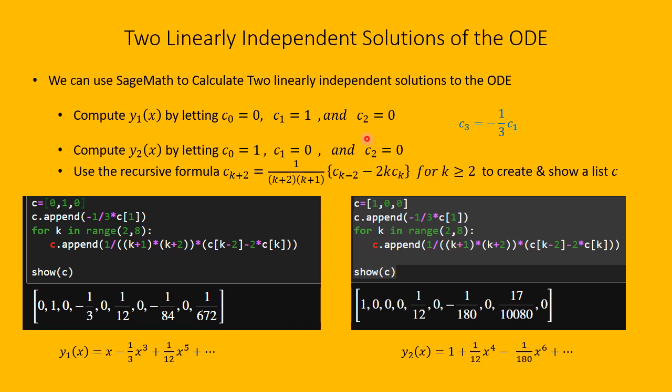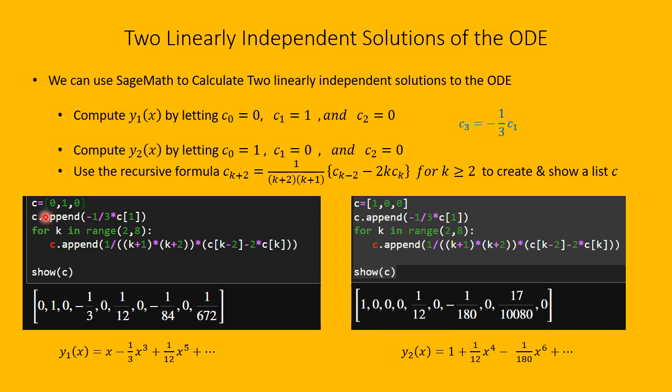But what about C sub 3? We found this relationship. C sub 3 is minus 1/3 C sub 1. We're going to use that when we come down here. So to compute y1, we'll let C be the list with the numbers 0, 1, and 0 in it. That's the C0 value, the C1 value, and the C2 value. And then we'll compute minus 1/3 times C sub 1, this stuff right here, and we'll append that to our list which we called C.